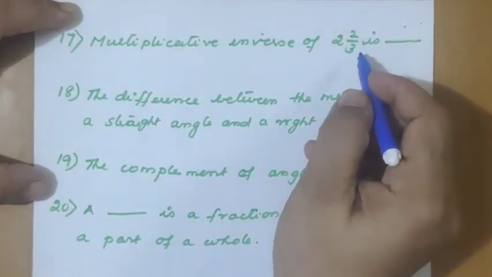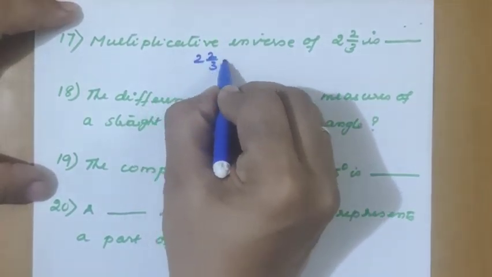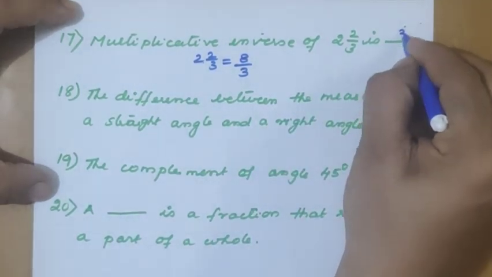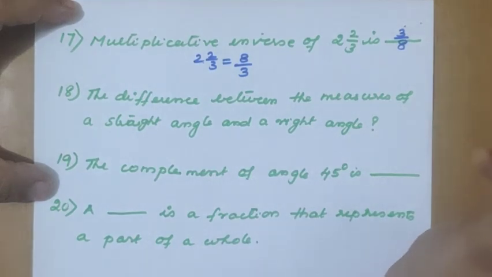The multiplicative inverse of 2 integer 2 by 3 is. That means 2 integer 2 by 3 means what is the value? 8 by 3. So just a reciprocal of this. What is the meaning of the multiplicative inverse? It is reciprocal. So the answer is 3 by 8.